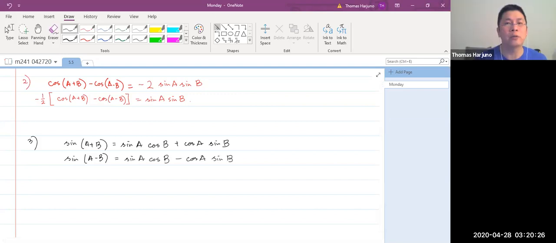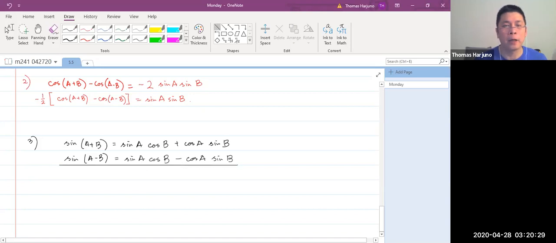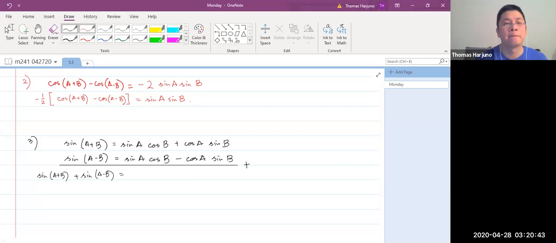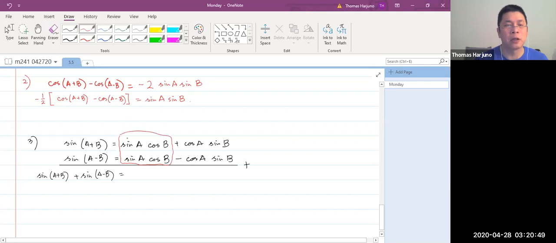I hope you do the same thing for now. And then when I add this, I get sine of sum plus sine of difference. And what happened to the right-hand side? Notice that the first terms are the same terms, right? So I get 2 times sine A cosine B. And the last terms, they are opposite to each other such that when I add, they cancel.